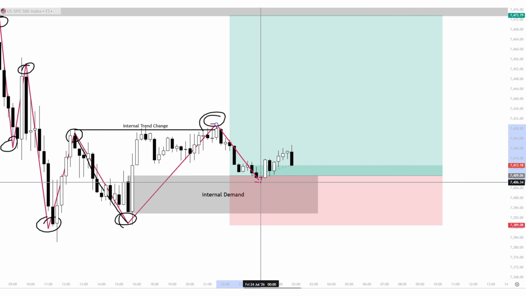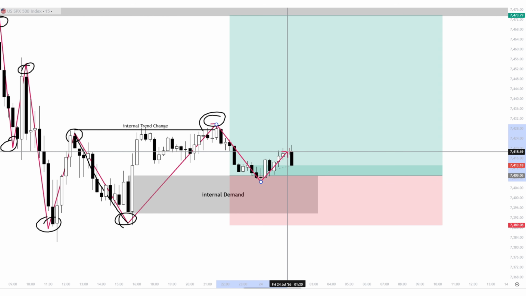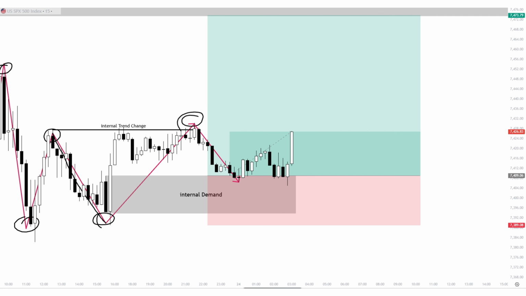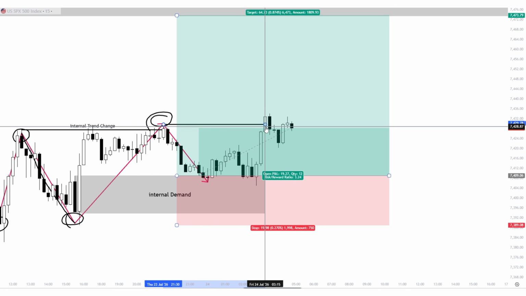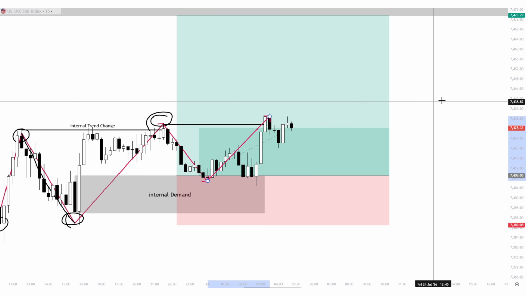Price pulls back into the low time frame demand, opening the buy position, and we also notice that soon after the demand has been hit, the price is starting to bounce up. That's a really good sign, but we need this upside momentum to keep holding. It just broke above the last high, so that's another good sign of uptrend continuation.